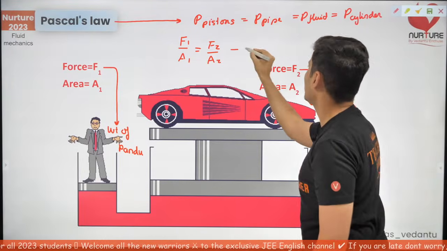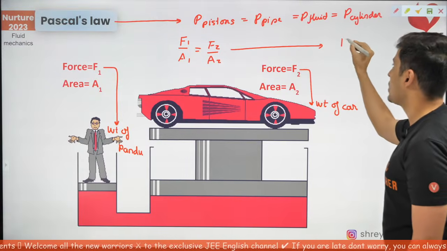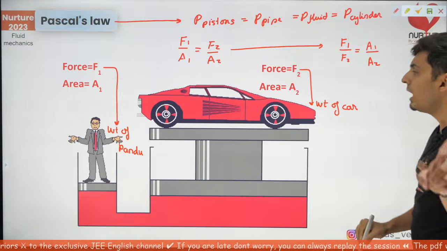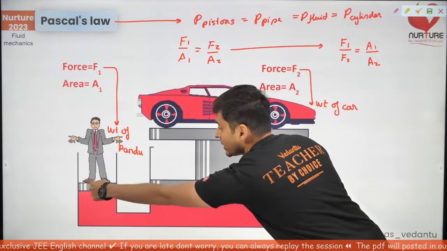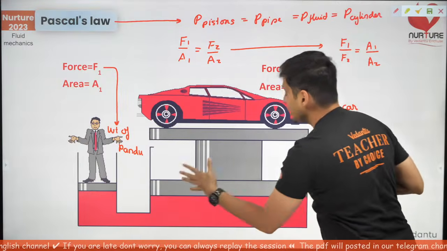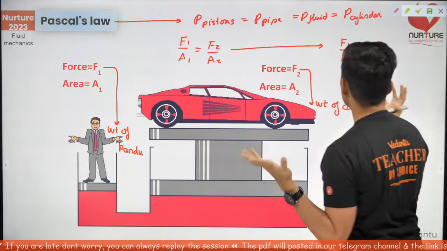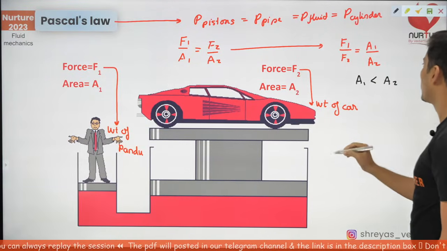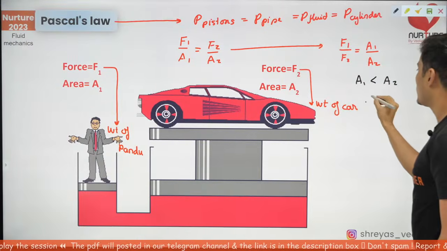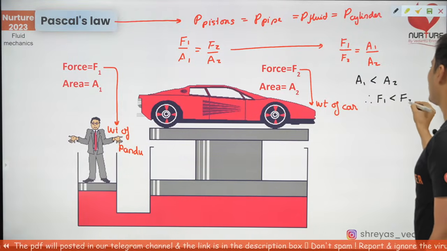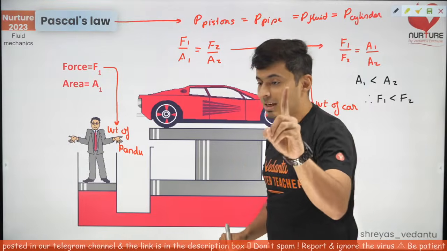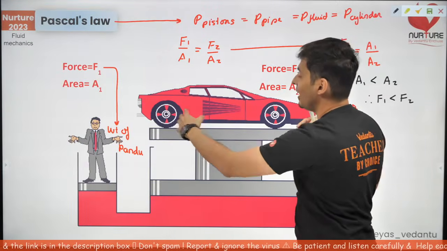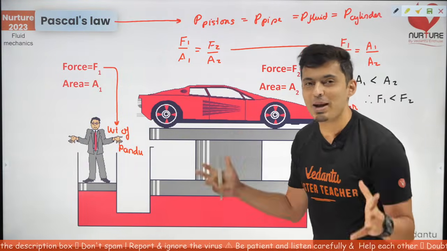Now, just rearrange these terms and see what you get. F1 by F2 will be A1 by A2. This is A1 and this is A2. Out of A1 and A2, which is more? Obviously, we can see that A1 is less and A2 is more. If A1 is less and A2 is more, that also means F1 is less than F2. So what does it mean? That a small force can balance a large force.